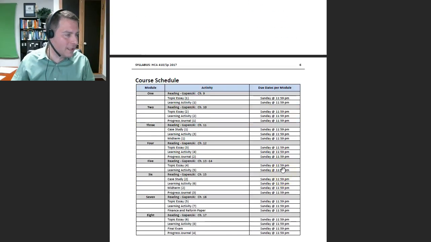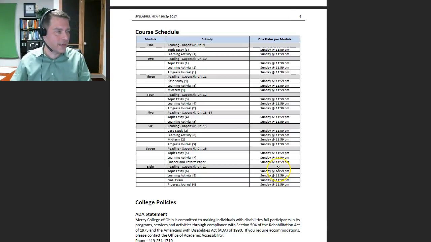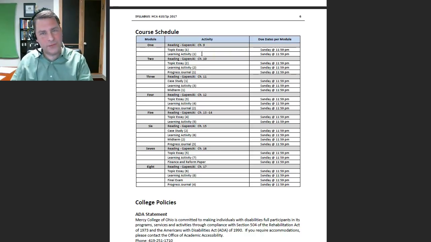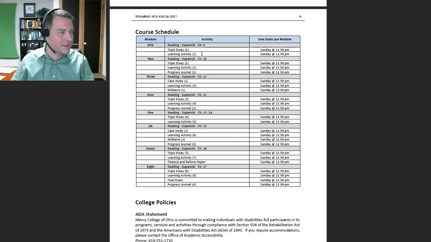Let's take a look real quickly here at the course schedule. This will give you kind of a flow of how things work. So if you notice here, we've got topic essay and learning activity. Those are going to be the two things we do every week, with little twists in there. Sometimes, for 2 weeks out of the 8, instead of a topic essay, you'll have a case study. So it's topic essay, learning activity, topic essay, learning activity, progress journal, not a big deal. Then the first case study in module 3, and learning activity. So you can kind of see how that all flows together. It's not too bad. Things start to get a little bit more serious though as we go along.